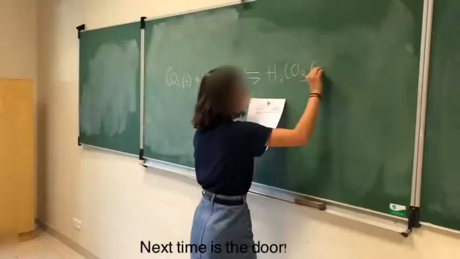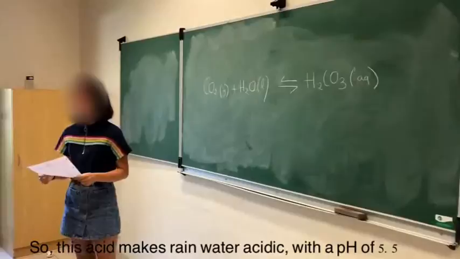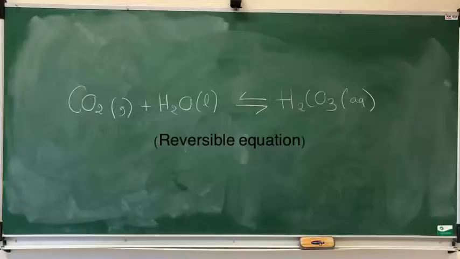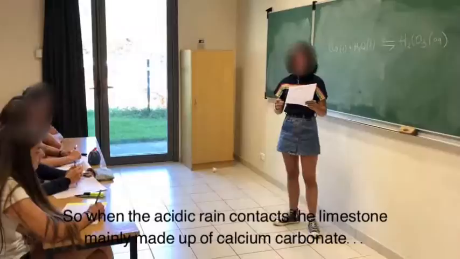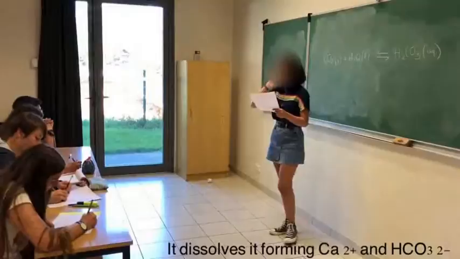So this acid gives rain water its acidic characteristic with a pH of 5.5. Okay? So when the acidic rain contacts the limestone, mainly made of calcium carbonate, it dissolves it, forming Ca2+ and HCO3- by the reaction.